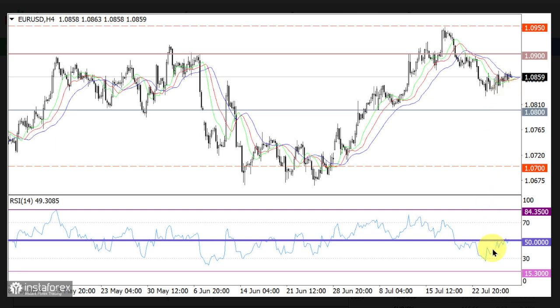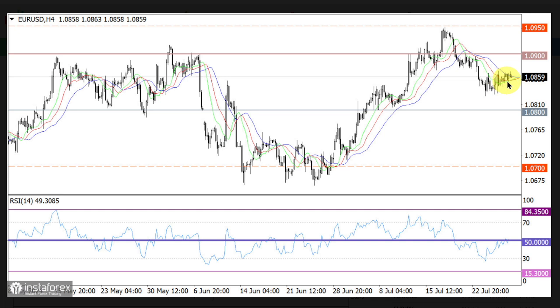On the 4-hour chart, the RSI is moving along the middle line of 50, indicating a stagnant phase. On the same chart, 2 of 3 moving averages of the alligator indicator intersect, indicating a slowdown in the downward cycle.